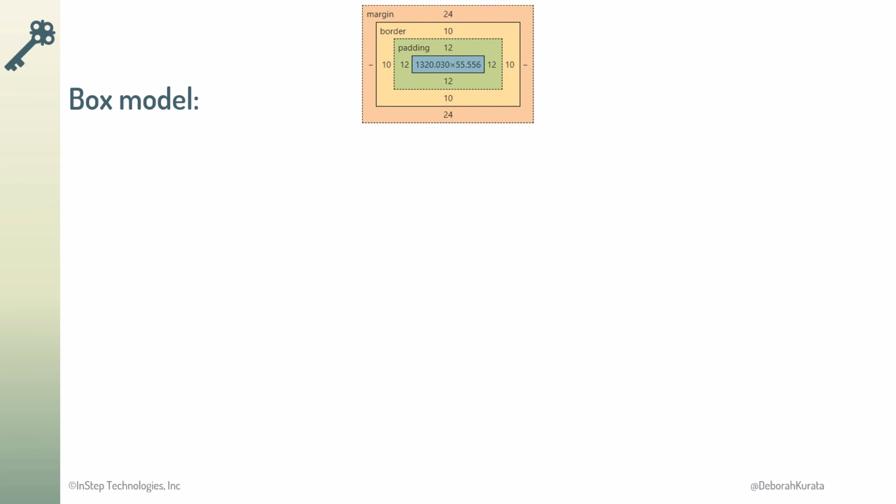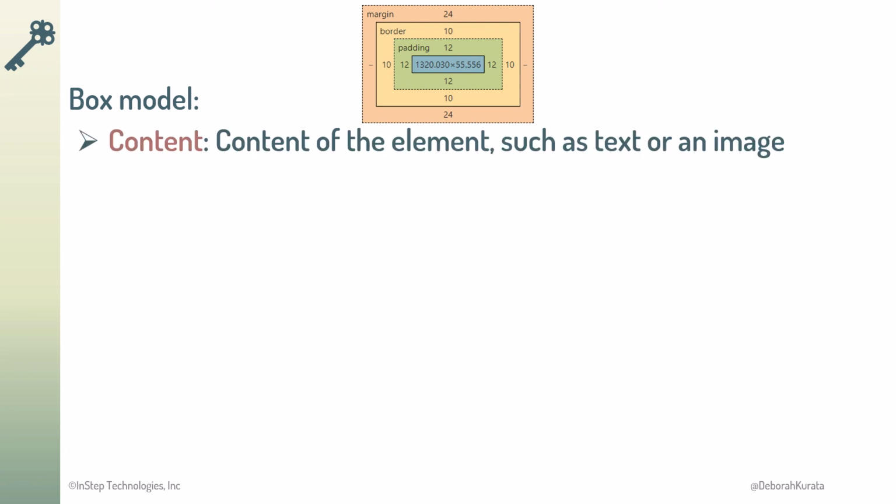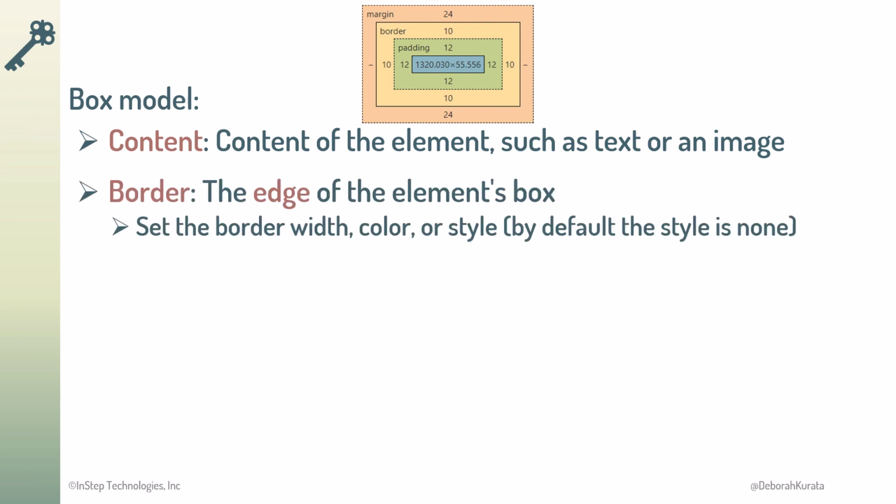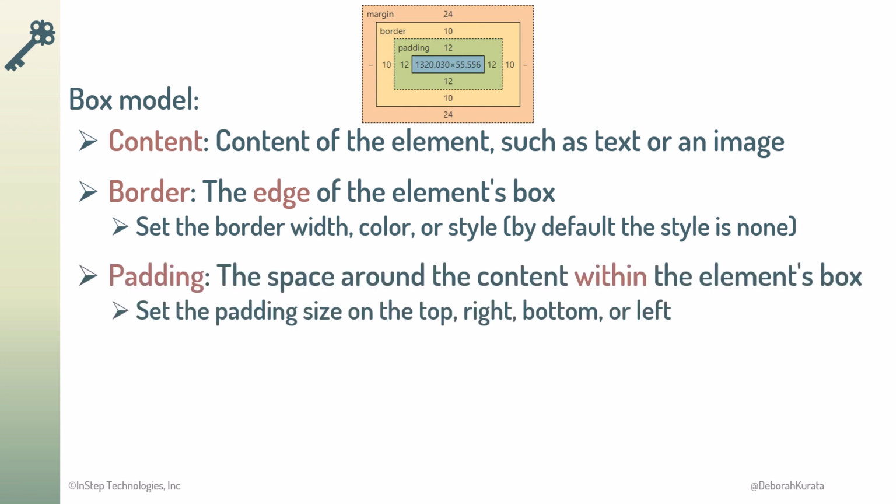So, the box model in CSS defines how each element is displayed on a page. The content is the actual content of the element, such as text or an image. The border defines the edge of the element's box. Set the border width, color, or style. By default, the style is none. The padding is the space around the content within the element's box.